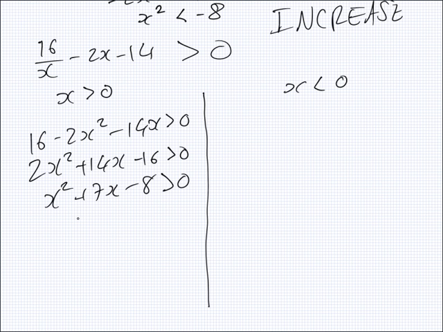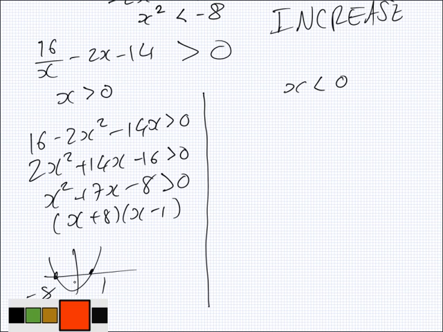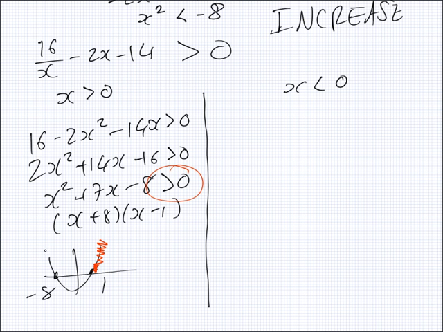What are the two solutions here? 8 and 1, isn't it? x plus 8 and x minus 1. So do you remember how to do these? It's like this. Minus 8 and 1. Do we want above or below? Above? Which is here. Why do I not include this part of the answer? So x more than 1.